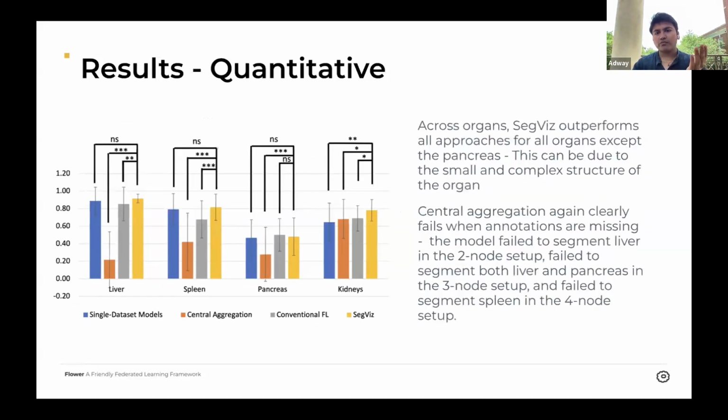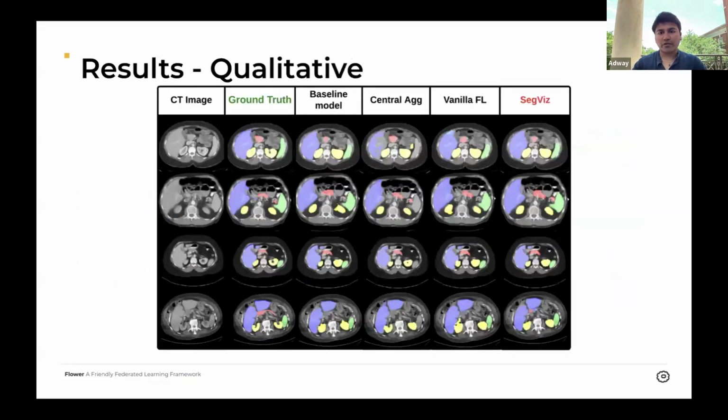And so again, what we noticed was central aggregation clearly fails because when annotations are missing, the model just failed to segment some particular organ. So in the 2-node setup, it failed to segment liver. In the 3-node setup, it failed to segment liver and pancreas, spleen. But we also notice here that clearly segues has been consistently performing better than even conventional FL in this case, and when we tested this on completely out of distribution data, even in that case, segues clearly is performing much better.